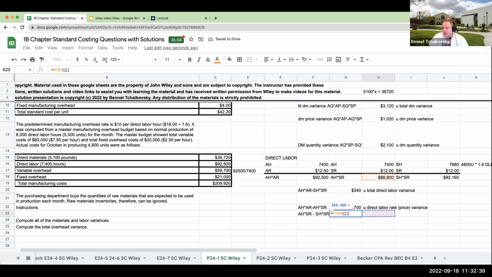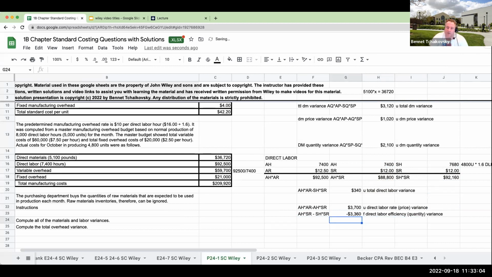When I compare that middle value to the standard, I'm isolating the rate, so I'm focusing on the hours. And here, this is going to be favorable. Why is it going to be favorable? Because I actually spent fewer hours than I had budgeted. So this is going to be a favorable direct labor efficiency, or what the book calls quantity variance.